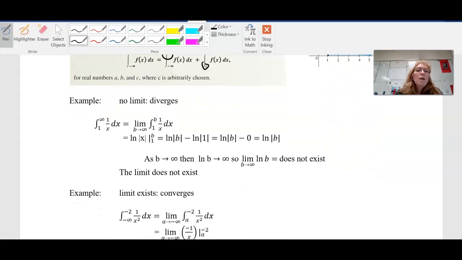So let's do our first test here and see if we have limits. So I want to go from 1 to infinity of 1 over x. So now remember that 1 over x is x to the negative 1. We're going to let the infinity be a letter, and I just chose b. So we're going from 1 to b of 1 over x dx.